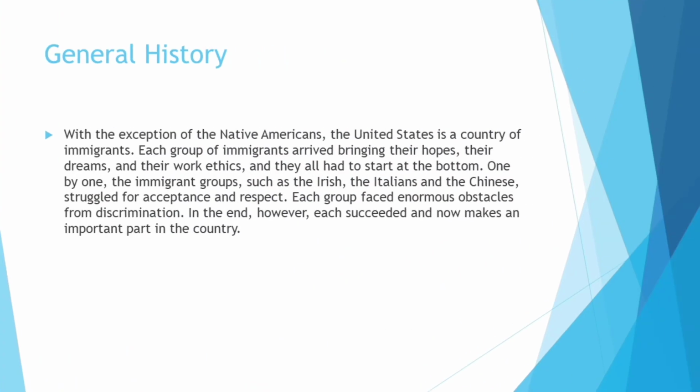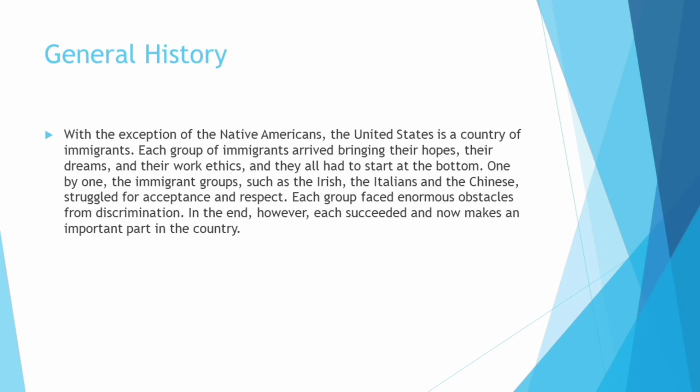This is an example of general history. With the exception of Native Americans, the United States is a country of immigrants. Each group of immigrants arrived bringing their hopes, their dreams, and their work ethics, and they all had to start at the bottom. One by one, the immigrant groups, such as the Irish, the Italians, and the Chinese, struggled for acceptance and respect. Each group faced enormous obstacles from discrimination. In the end, however, each succeeded and now makes up an important part in the country.